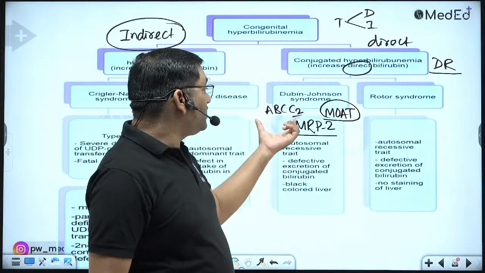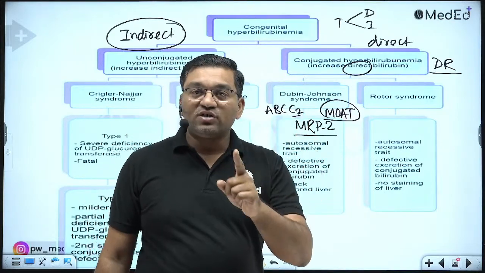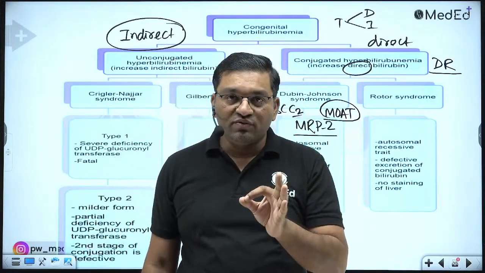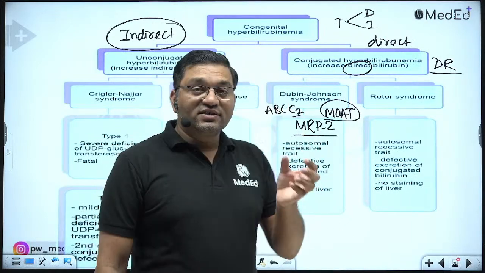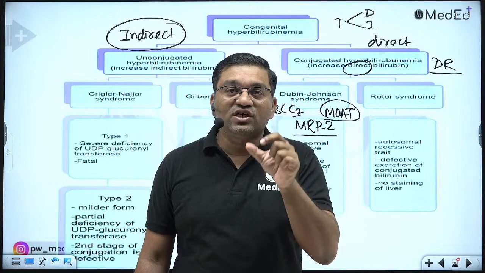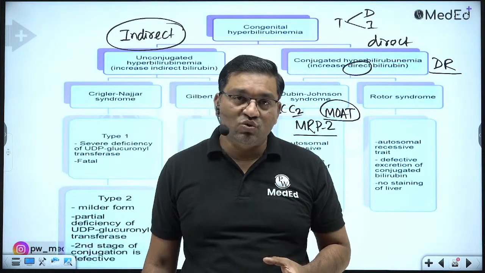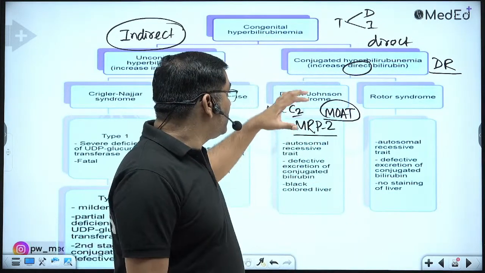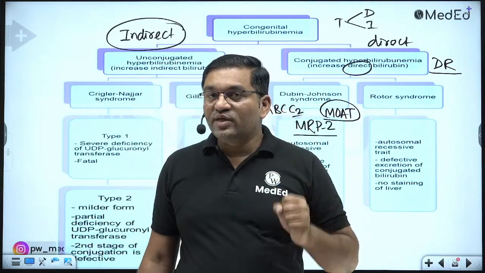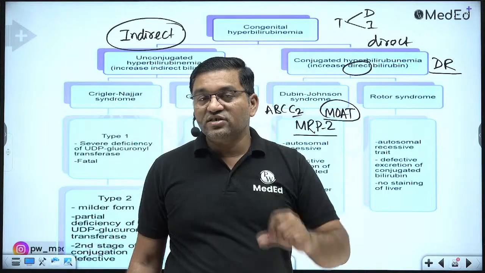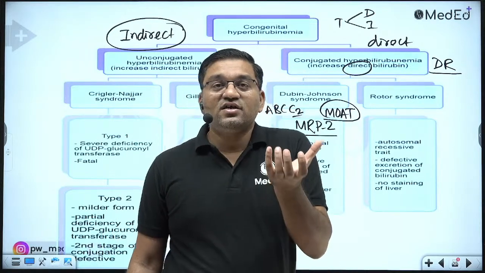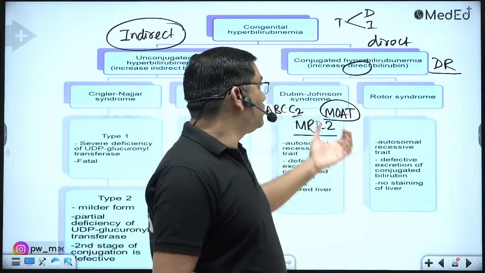There is mutation in this protein, which is important for active secretion of bilirubin into the bile canaliculi. It is important in the rate limiting step in the bilirubin metabolism. So conjugated bilirubin excretion does not occur. That's why there is increase in the direct bilirubin in Dubin-Johnson syndrome.